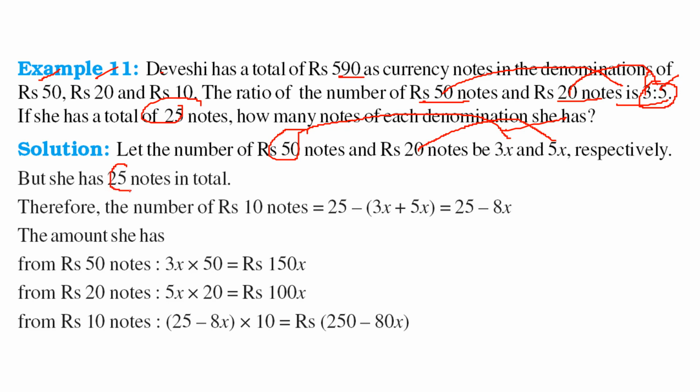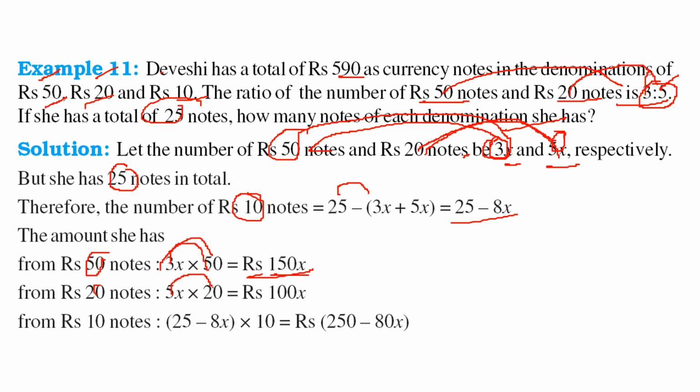But she has a total of 25 notes. So 25 minus 3x minus 5x will be equal to the number of 10 notes, because the number of 10 notes is not given. She has all the denominations 50, 20 and 10. So the total number of 10 notes will be 25 minus 3x minus 5x, that will be 25 minus 8x. So the amount she has is, 3x into 50, that is 150x, and 5x into 20, that is 100x. And what about 10?